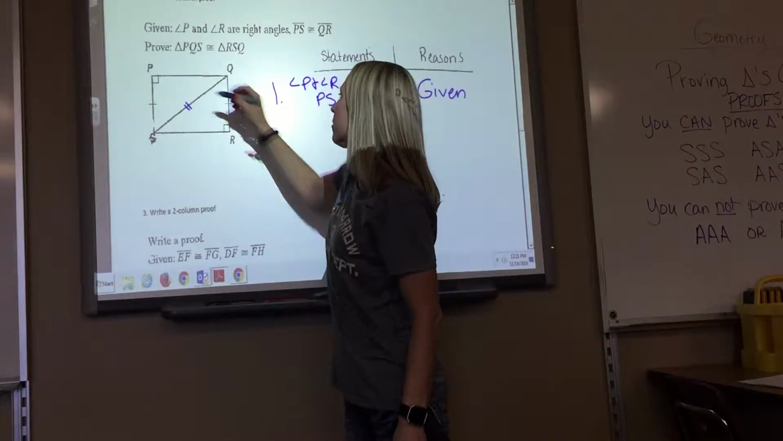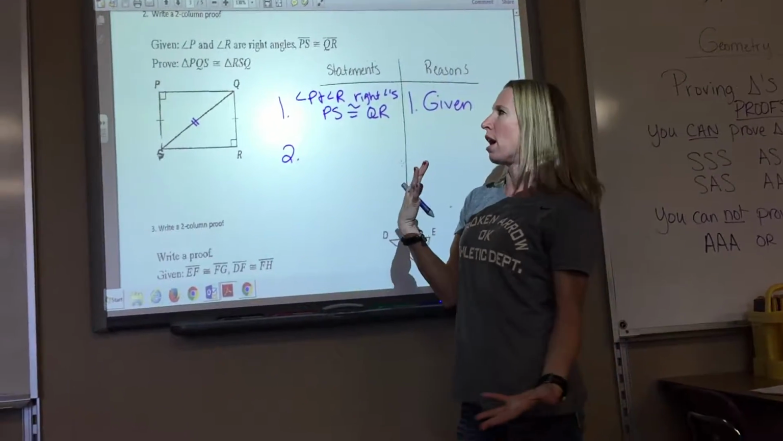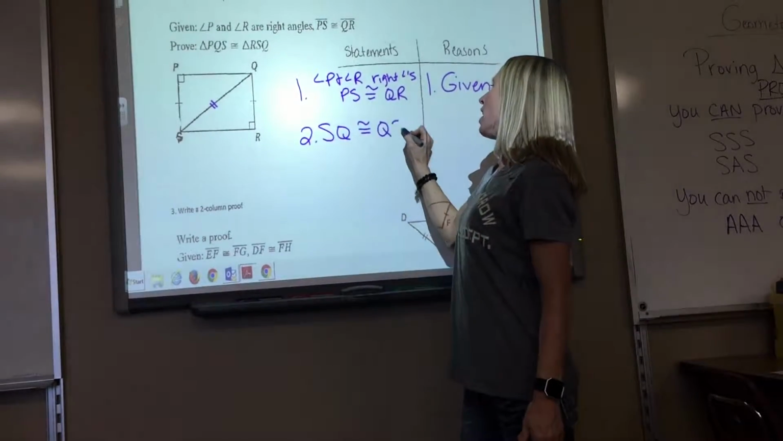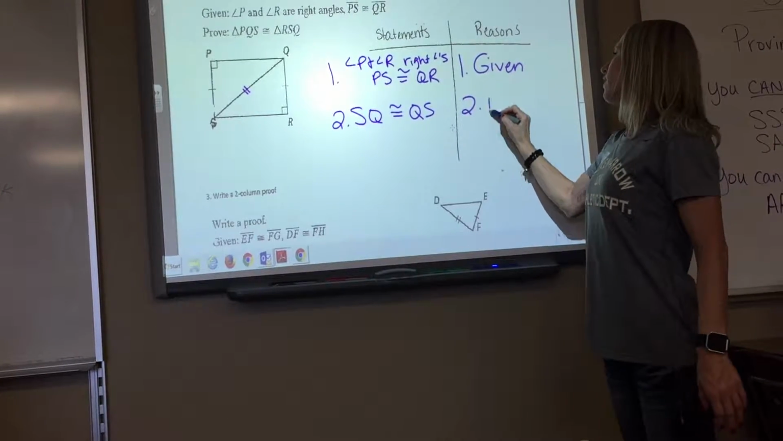So I'm going to go ahead and mark it. And how would I say that that side equals itself? What would I write? SQ is congruent to QS. If you said SQ congruent to SQ again, that's fine. Reflexive.